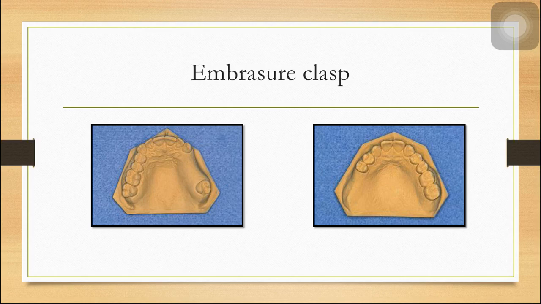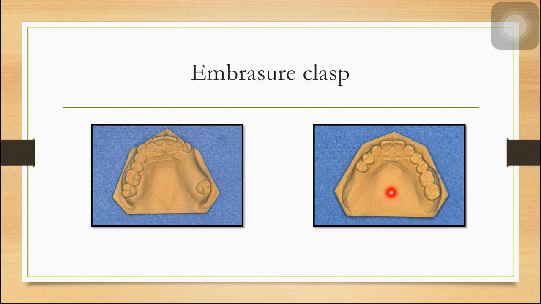Embrasure clasp is another type of circumferential clasp arm. We know that if we see this picture, this is a Kennedy's class 3 with no modification area present on the opposing side. So we cannot make a cast partial denture which only extends over this area. It has to extend over this area as well and engage these abutment teeth as well. If that is the case, in which the opposing side does not have any modification space, then embrasure clasp can be used over this area. I will show you embrasure clasp in the next slide.